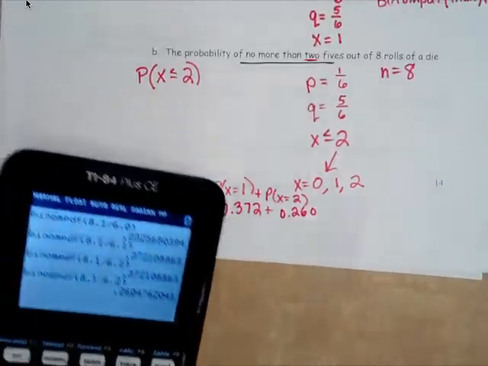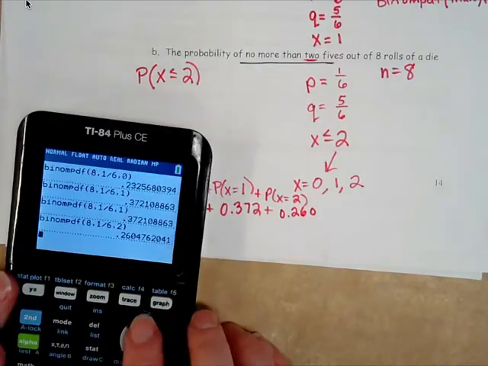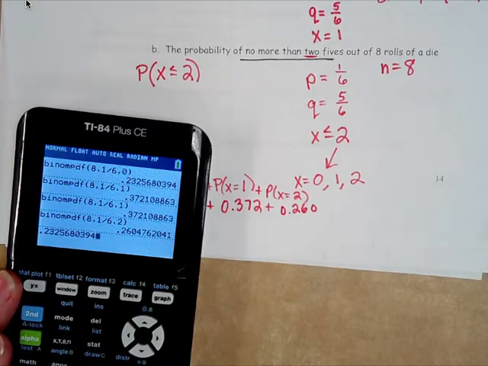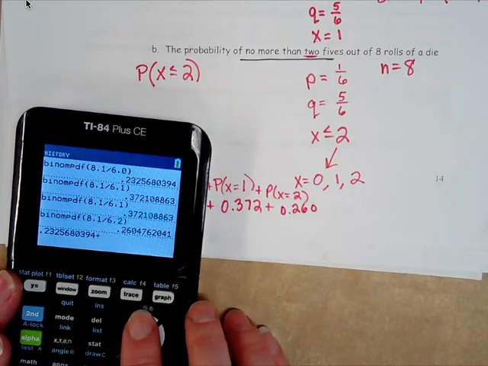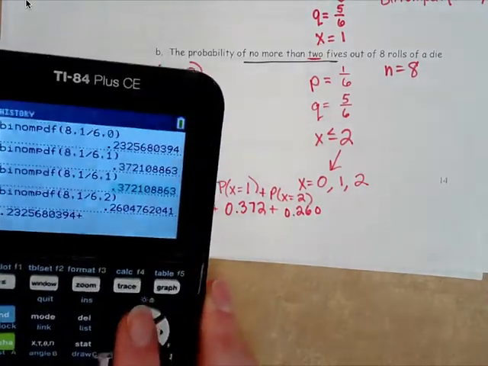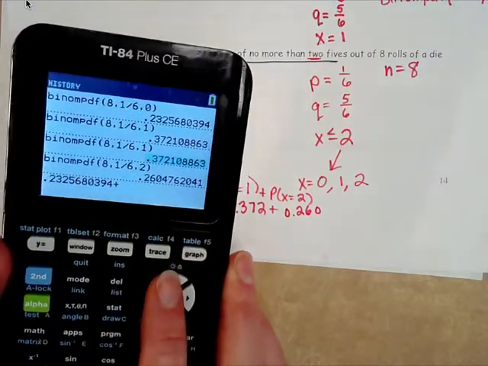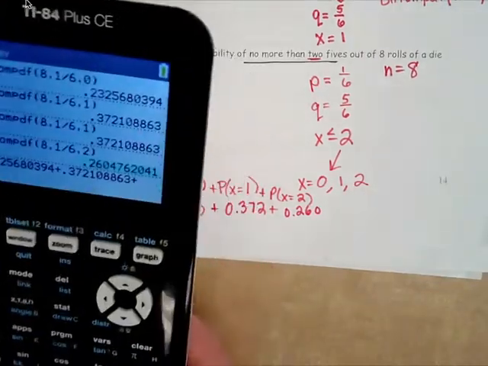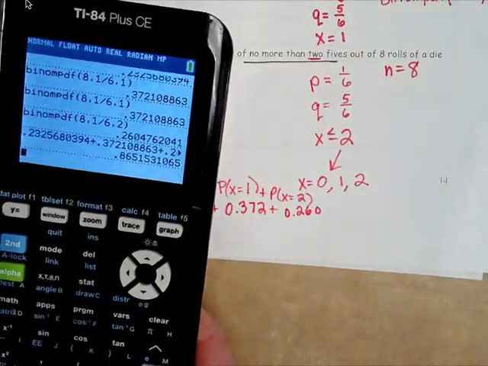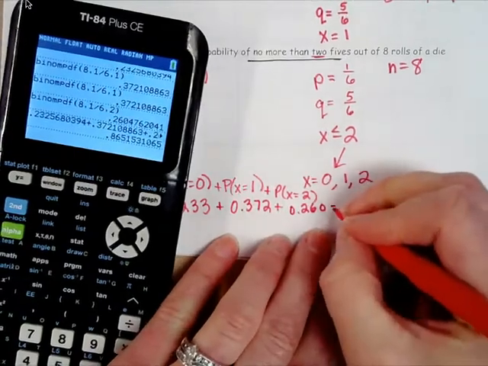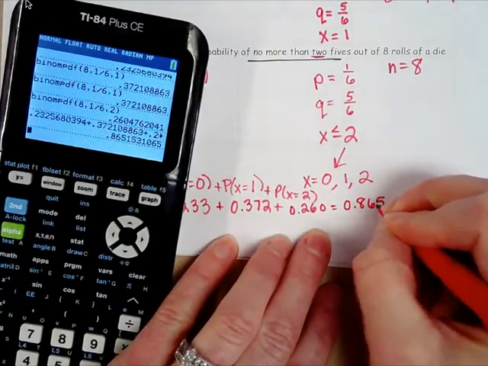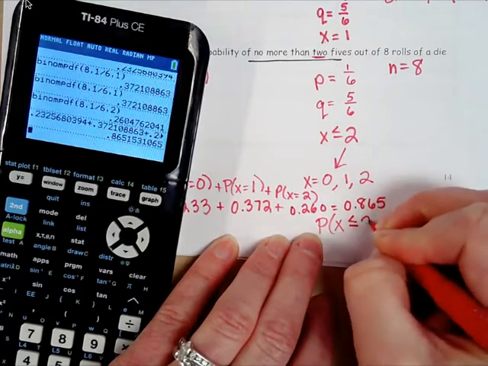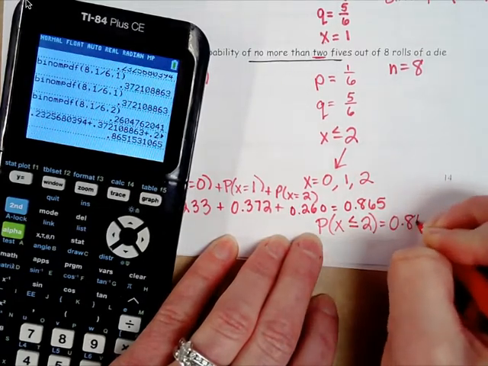But remember how it said you don't want to round to the very end? So what I would actually want to do is go up here and select that, bring it down. It's weird how it's not showing, I guess because it's really light. But it's selected. That plus the last one, 0.865. So the probability that X is no more than, so less than or equal to 2, is 0.865.